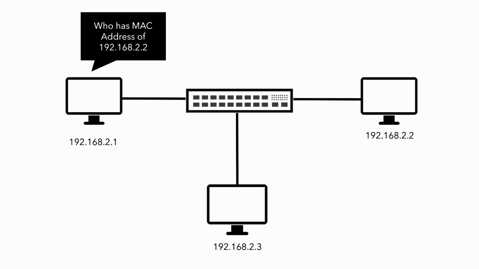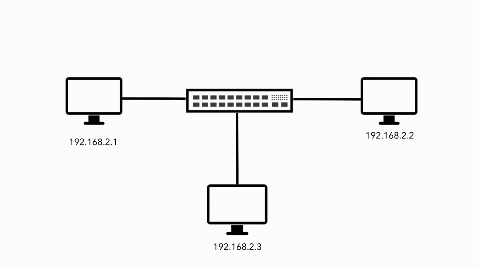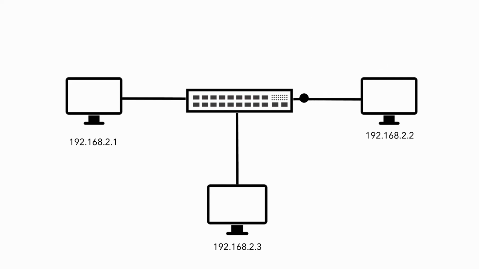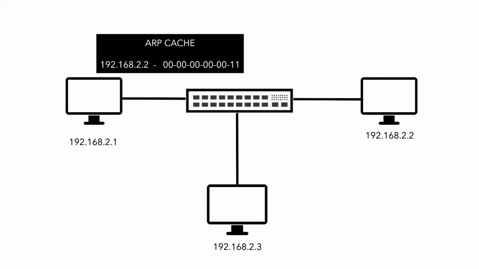In order to discover the MAC address of 192.168.2.2, 192.168.2.1 sends a broadcast message requesting the MAC address of 192.168.2.2. So 192.168.2.2 replies with its MAC address, which is then stored in the ARP cache of 192.168.2.1.